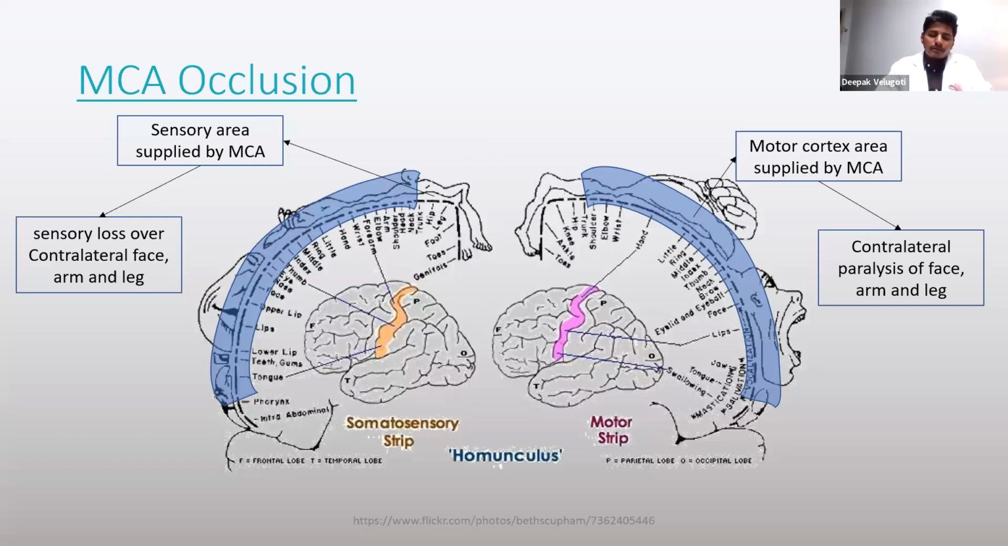The middle cerebral artery supplies the superior lateral surface of the brain, where the somatosensory area and the motor cortex get involved. This is a topographic representation of these areas, called the homunculus, where we can see each part of the body represented on the superolateral surface of the brain. In middle cerebral artery occlusion, the sensory area and the motor cortex get involved, and the patient develops sensory loss over the contralateral face, arm, and leg, and contralateral paralysis of the face, arm, and leg.